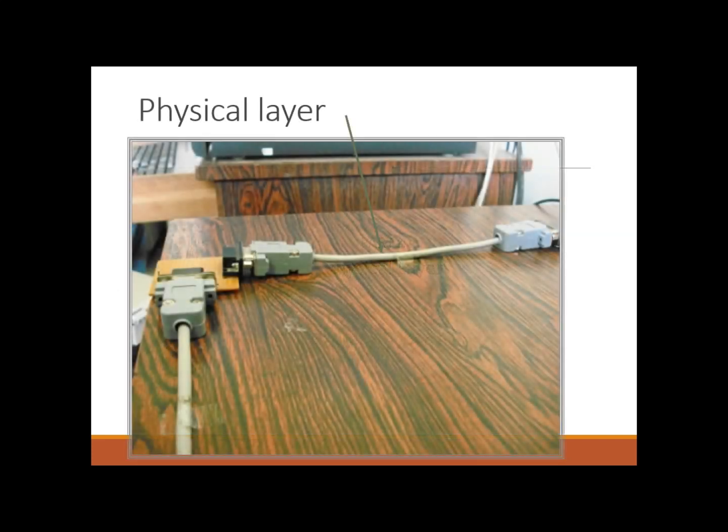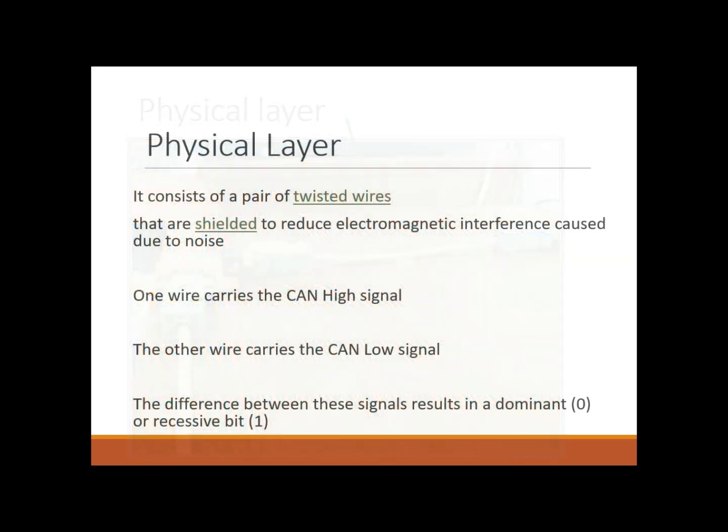Next, coming to the physical layer and data link layer, if you see the OSI model, you can come to know how the CAN bus is connected. In general, I will give a brief about the physical layer. It consists of a pair of twisted wires. CAN uses twisted wire only, because it reduces electrical impedance and noise. One wire carries the CAN high signal and the other wire carries the CAN low signal.